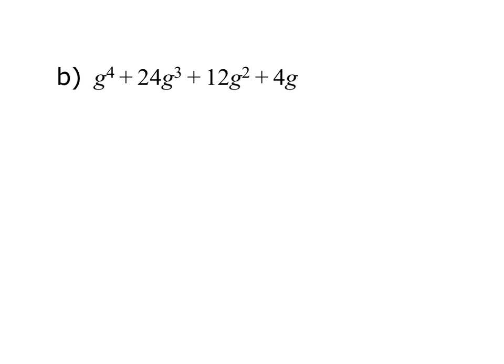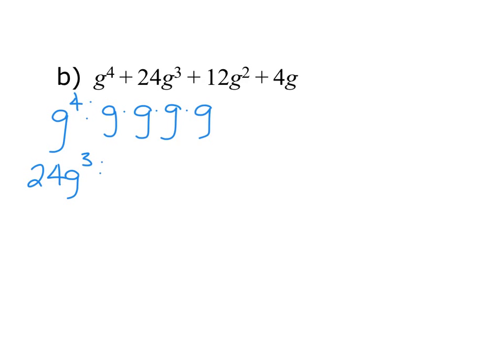All right, so let's factor each term. I've got g to the 4th. It's g times g times g times g. 24g cubed. Well, we factored 24 in that last problem, so I can kind of steal that factor tree. I don't have to do it again. That was 2 times 2 times 2 times 3. And we've got 3 g's.